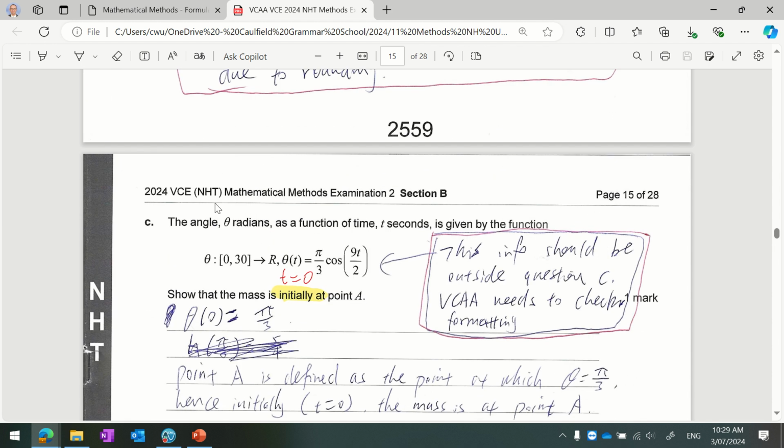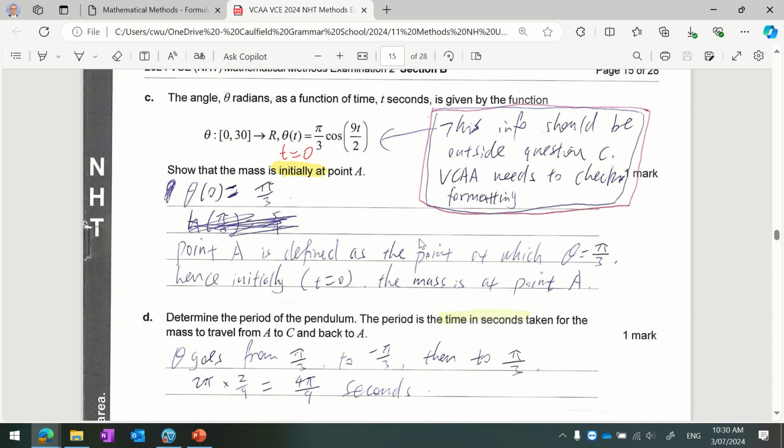So on this page, page 15, this sentence should start at the very left of the page. There should be no indentation, no gap. This sentence should start at the very left: the angle blah blah blah. Theta is this, and then give the theta function, and then it should say C, indent, and then show that the mass is initiated at point A. If information is to be used in more than question C, I think this is important. VCAA needs to check the formatting before printing and releasing the exam paper.